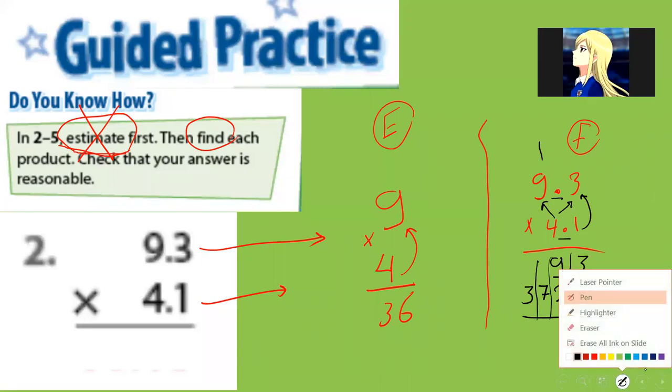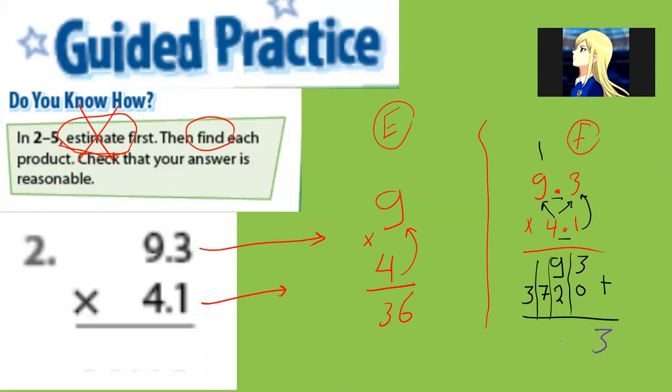3 plus 0 is 3. 9 plus 2 is 11. 1 and carry 1 up. 1 plus 7 is 8, and 3. The exact answer is 3,813. But you forget something.